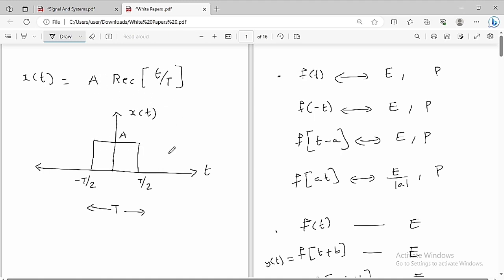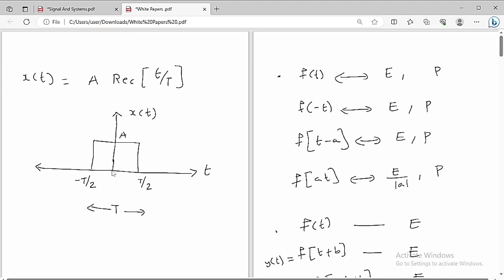Small t means this is represented in the time domain. Capital T means it has a width of capital T. And here A is nothing but the amplitude. So this is the general way of writing. Let me explain with an example. Suppose this A value is equal to 2 and this T value is equal to 1, then how can we write it? 2 into rectangle of t by 1. That's it. So we can write 2 into rectangle of t. Like this we can write.